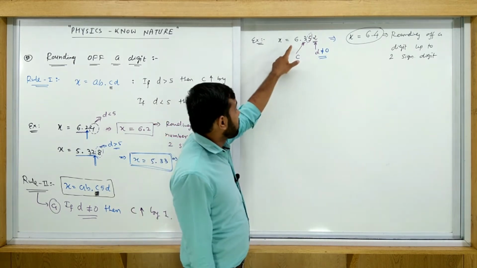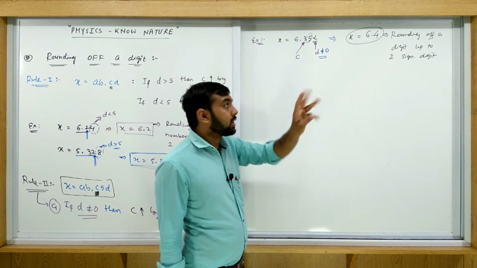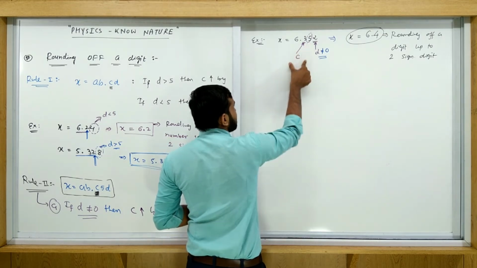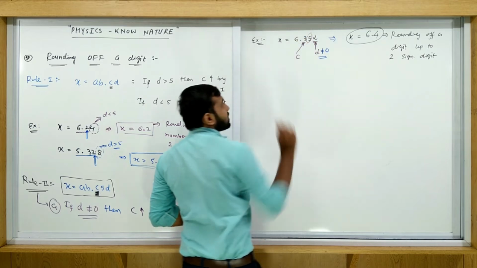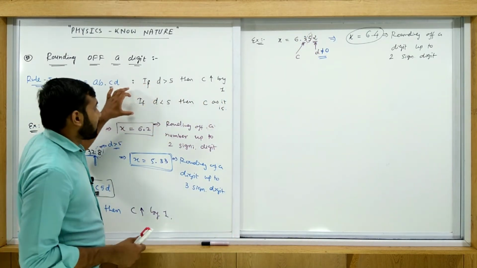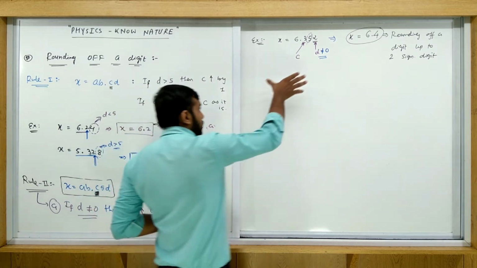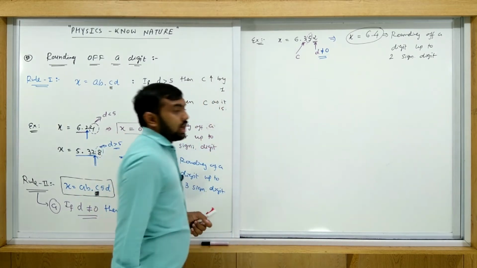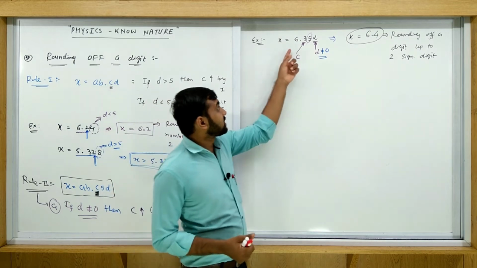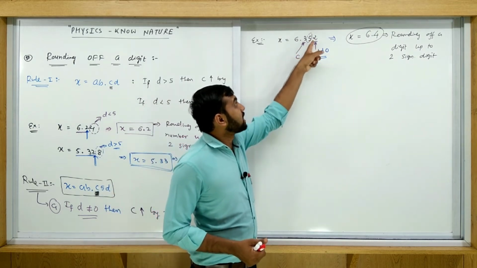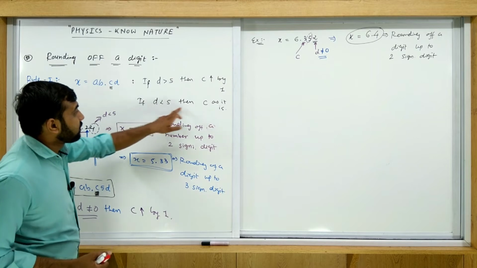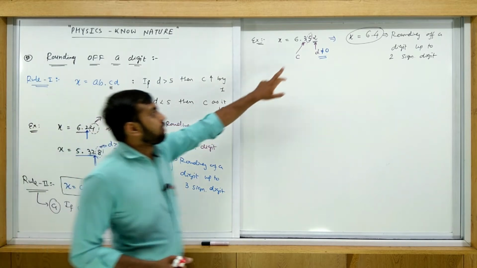If you round off up to 3 significant digits, then you must consider the first 3. Then the last digit, 2, is what? D. At that time we apply this rule. If you find this one up to 3 significant digits, then the answer is 6.35. Why? D, 2, is less than 5, so C is as it is, meaning 5 is as it is.